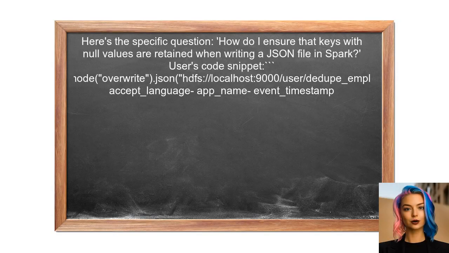Let's dive into the specific question at hand. One user recently asked, how do I ensure that keys with null values are retained when writing a JSON file in Spark? They provided a code snippet and shared that keys like accept language, app name, and event timestamp were dropped in the output. Sound familiar? Let's explore how to solve this.